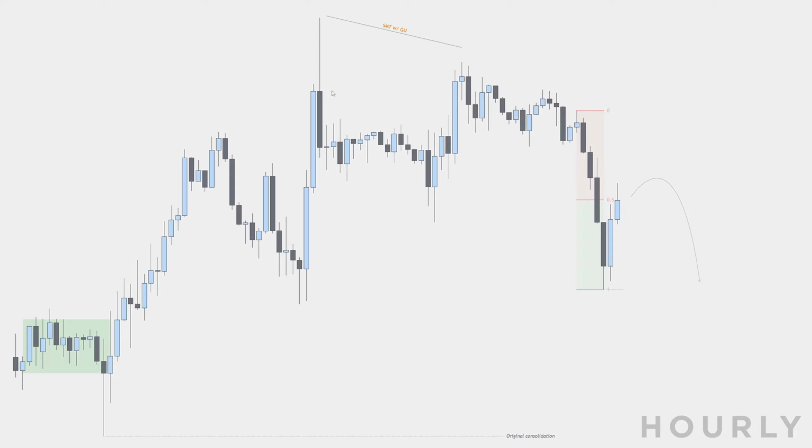Now, this exact idea with this high was called in the academy, and I will add a screenshot for you right now.